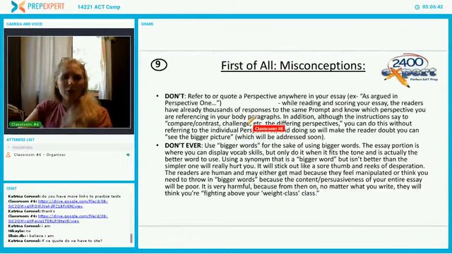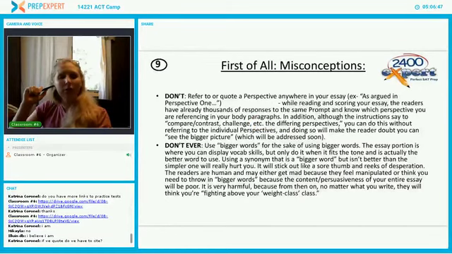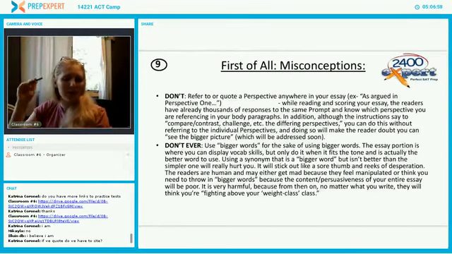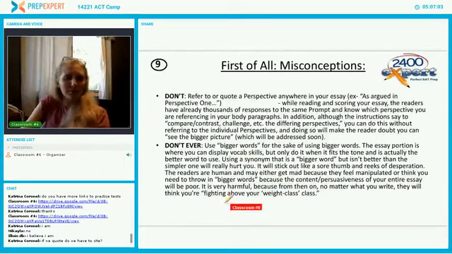Also, don't ever use bigger words for the sake of using bigger words. The essay is where you can display vocab skills, but only do so if it fits the tone and is actually the better word to use. So using a synonym that is a bigger word but isn't better than the simpler one will really hurt you because it'll stick out kind of like a sore thumb. If you want to improve your vocabulary, I definitely recommend that.